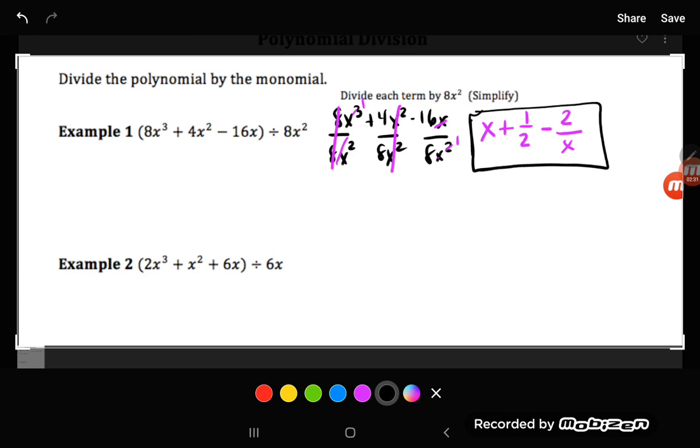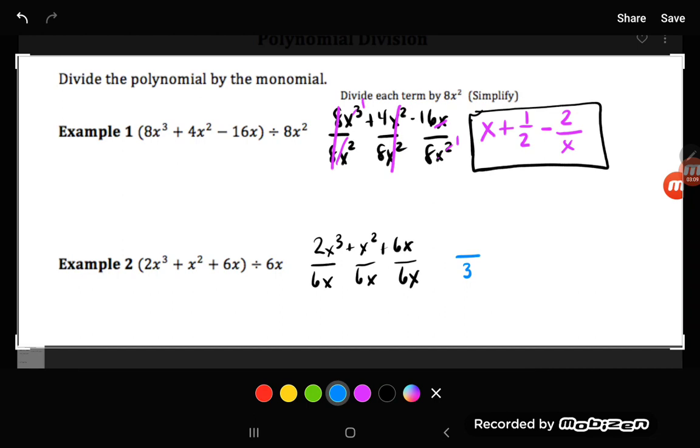For example 2, 2x to the third plus x squared plus 6x. I'm going to rewrite this as well so that I can put each of my terms over 6x. So now let's look at that first term. I have 2x to the third over 6x. The first thing I know is that 2 over 6 is going to simplify to give me 1/3. So I have a 3 on the bottom.